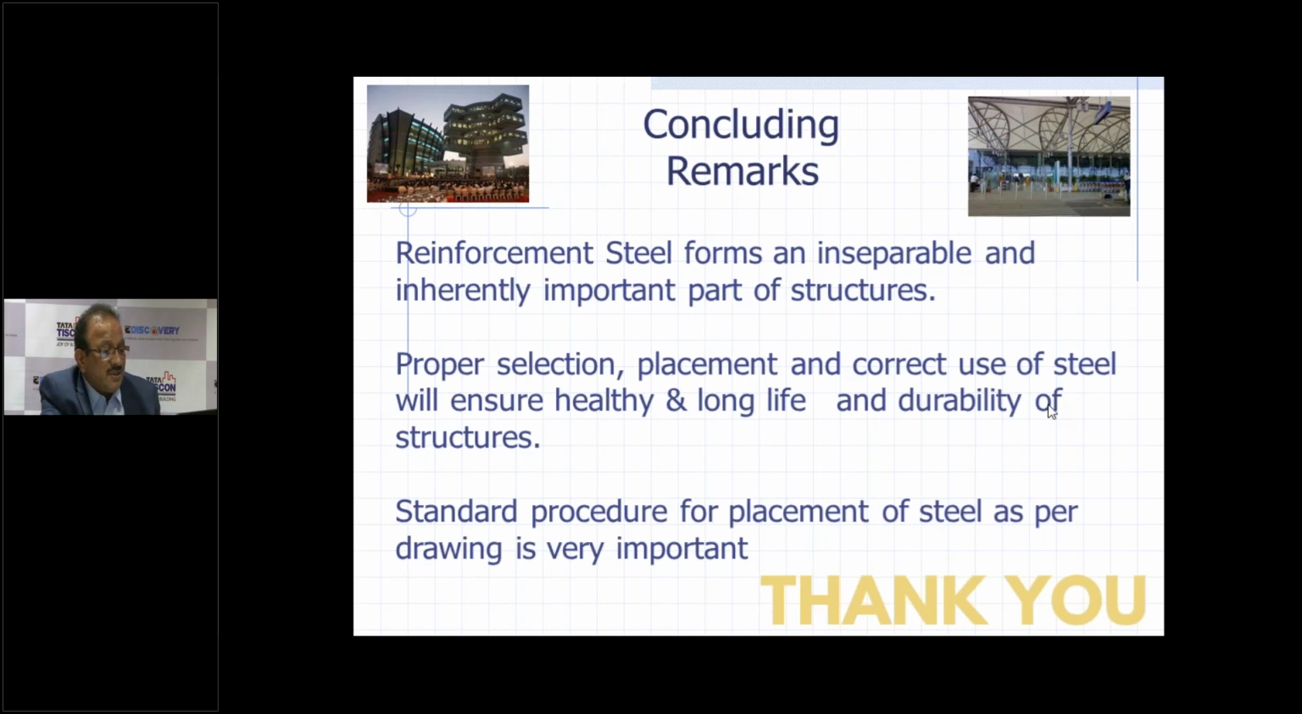And what is the standard deviation and coefficient of variation for various grades of the steel? Mr. Khan Sher has asked that. Sher Khan, you have to talk to the manufacturers. They will provide you these figures. I am not having those figures right away with me now. Okay.